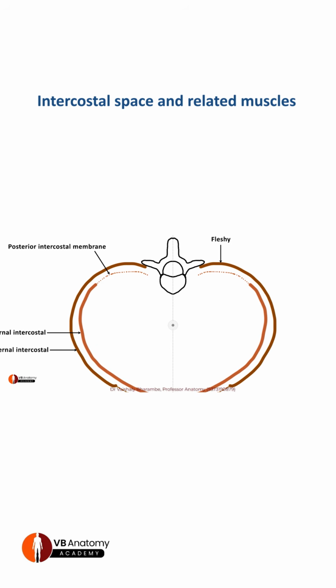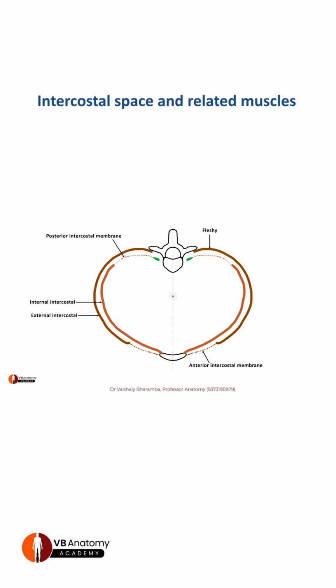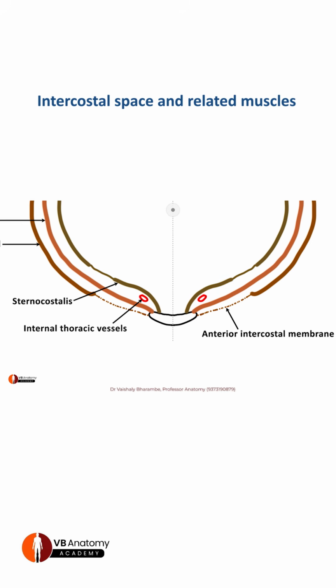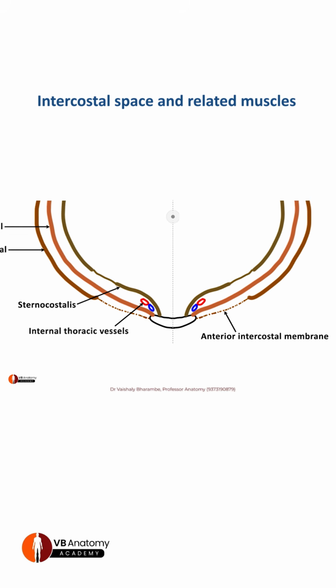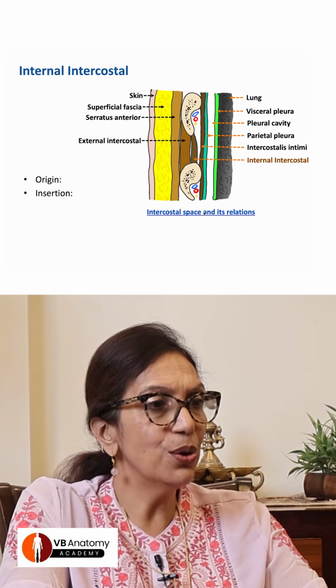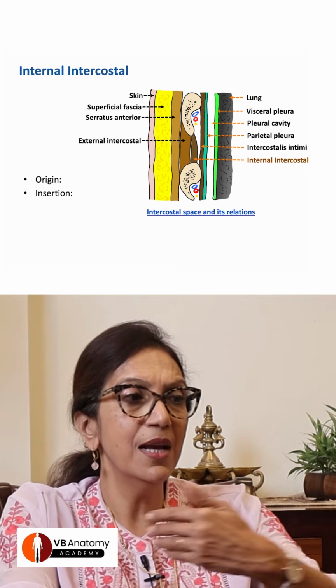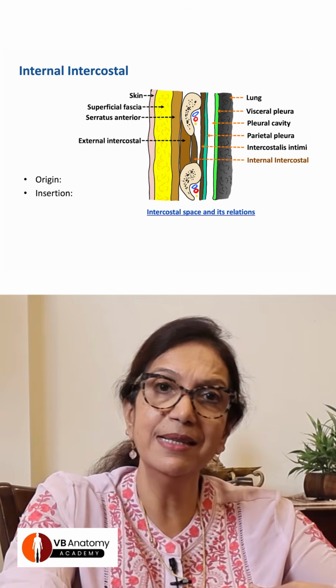So we're going to draw the costotransverse ligament in green. The innermost layer has 3 sets: subcostalis, intercostalis intimi, and sternocostalis, along with the internal thoracic artery and the related internal thoracic vein. And there you have a very simple diagram showing you all the intercostal muscles of the thoracic wall. Here's your internal intercostal, related superficially to the external and deep to the intercostalis intimi.